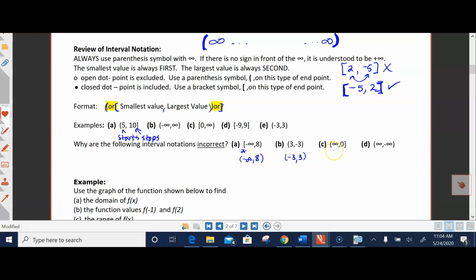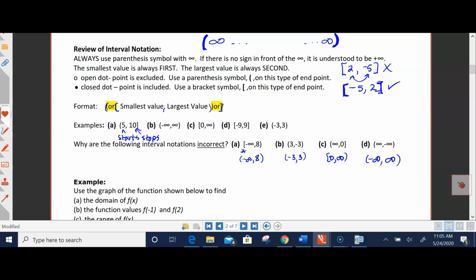Okay, what's the error in part C? The error is the smaller number is not first, because this is a positive infinity, and 0 is smaller than a positive infinity. So the 0 would have to come first, the infinity second. Has to be in number order. Finally, you see the error with D? Negative infinity should come first because it's smaller than positive infinity.